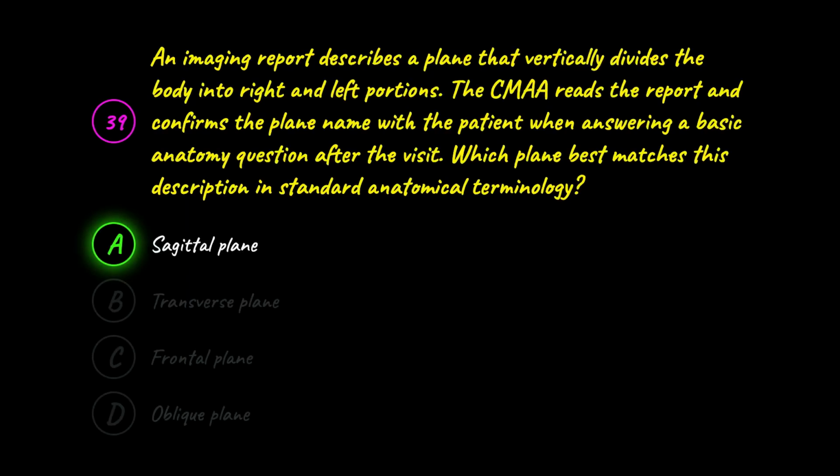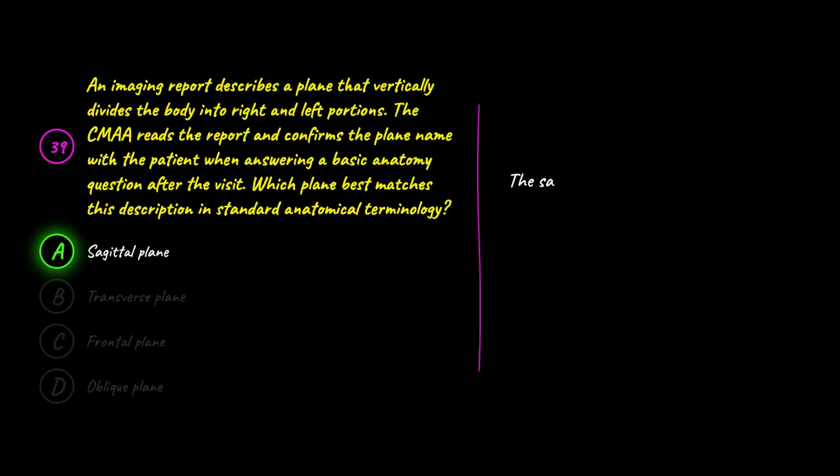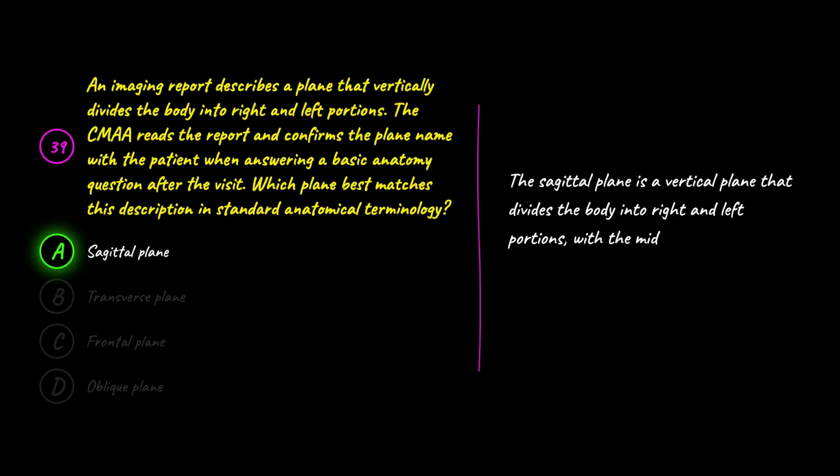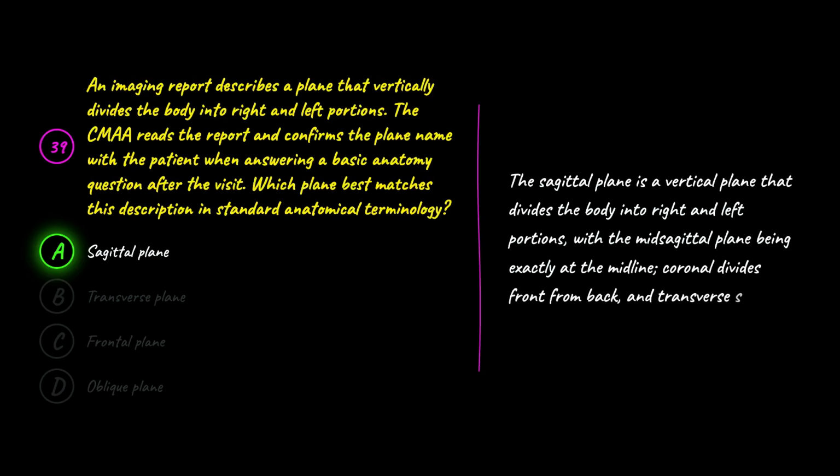The correct answer is A. Sagittal plane. It is correct because the sagittal plane is a vertical plane that divides the body into right and left portions, with the mid-sagittal plane being exactly at the midline. Coronal divides front from back, and transverse separates top from bottom.